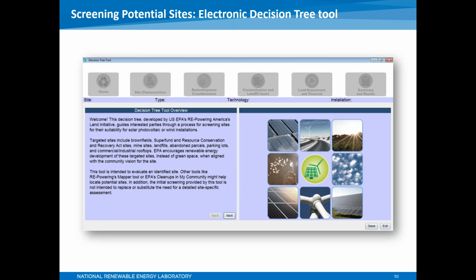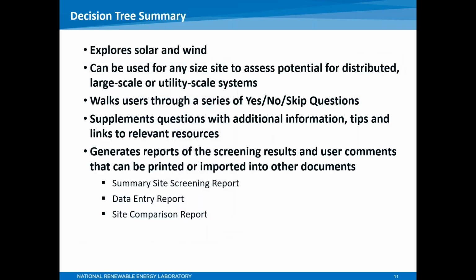answers to the questions. But if you don't, or if there's any confusion, there are little boxes that you can click on that give you some additional information about what the tool is looking for in terms of the type of response. So you could work through that tool to figure out whether or not your site is high potential. I like to recommend that people start with the RE-Powering Mapper and then go to the decision tree tool. And this is just a little bit more information about the decision tree.